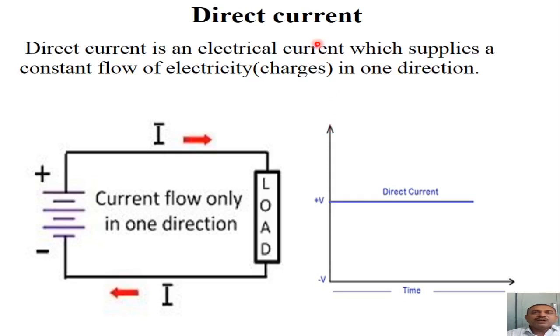Now, once we have the idea of what an electric current is, let us first see its first type, that is the direct current.